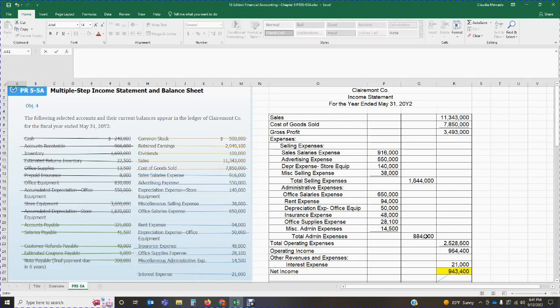So this is an example of the three financial statements. I hope that this helps you when you are completing your homework, and it helps you basically visualize and understand the differences between preparing financial statements for a service company and for a retail business.